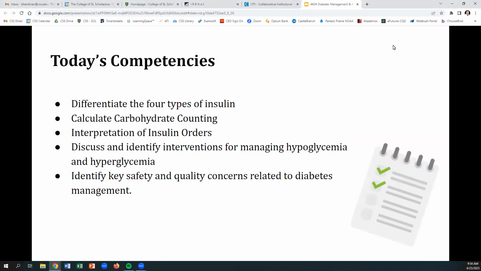So here's what we're going to touch on today. We're going to touch on the 4 different types of insulin available to us. We're going to talk about how to calculate carbohydrate counting. We're going to talk a little bit about the interpretation of insulin orders. We're going to discuss and identify interventions for managing hypoglycemia and hyperglycemia. And then we're going to identify some key safety and quality concerns related to diabetes management.